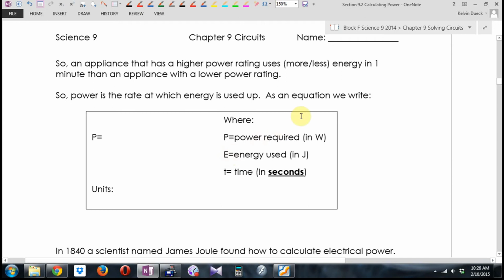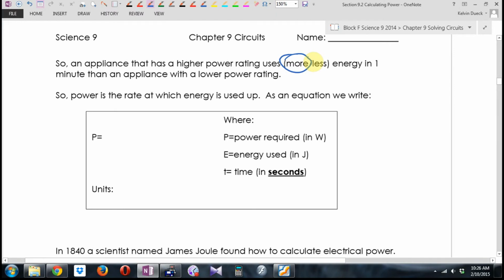So, an appliance that has a higher power rating uses more or less energy in 1 hour than an appliance with a lower power rating? What do you think? More. Power is how fast that object sucks up energy.